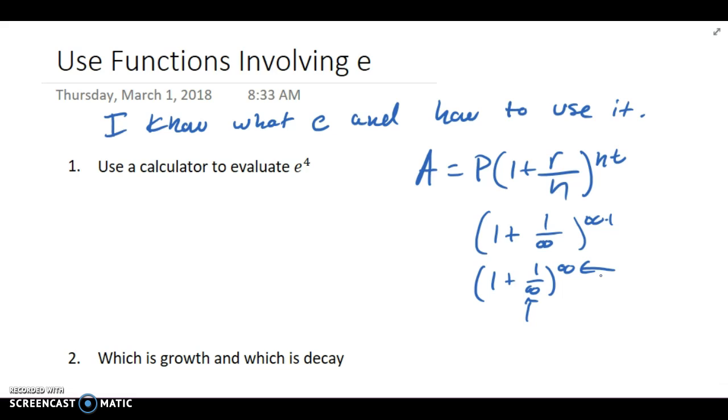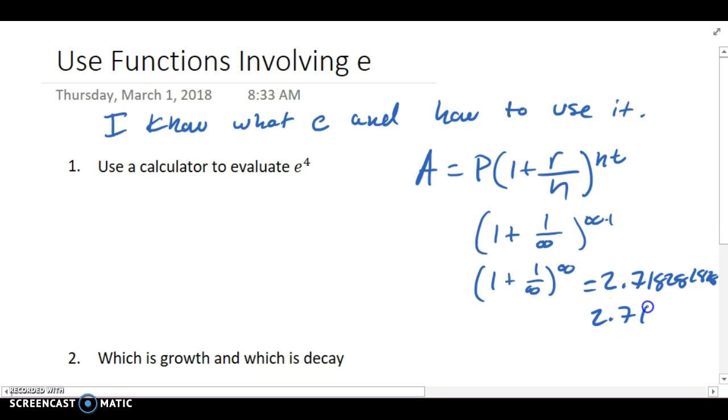And what they found out is that when we put infinity in, which is a concept, not a number, the concept being that it gets bigger and bigger, it turns out that at some point it stabilizes. And we get this value, 2.718281828. We typically just call it 2.718, and they call this E.